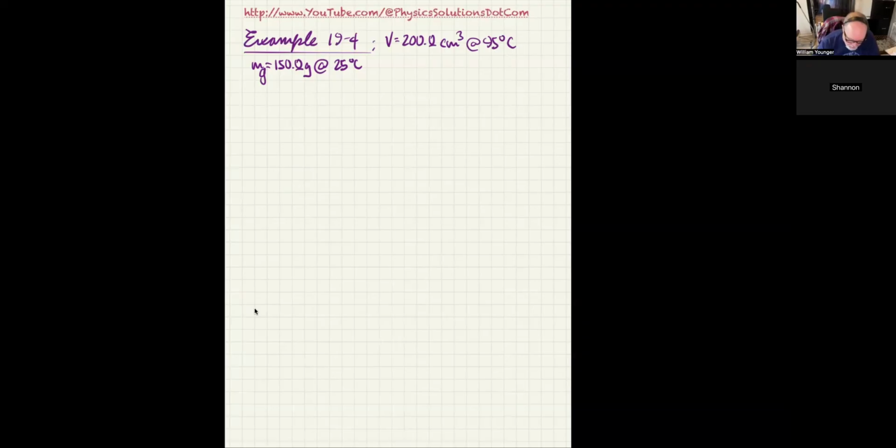There are two ways you can do this. One of the ways is the following. I don't like this way that much, so I usually do a different way, but it's delta Q equals 0.